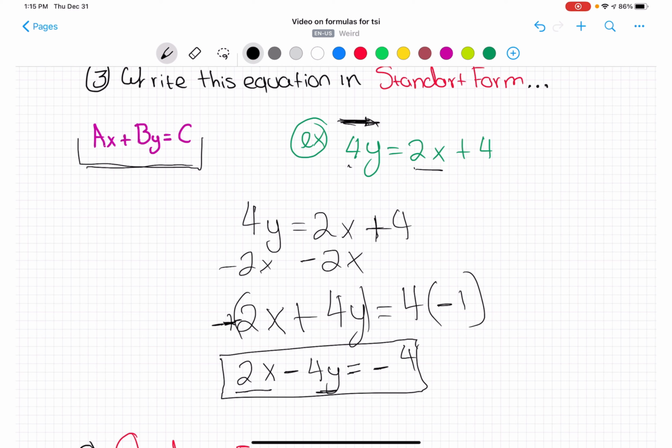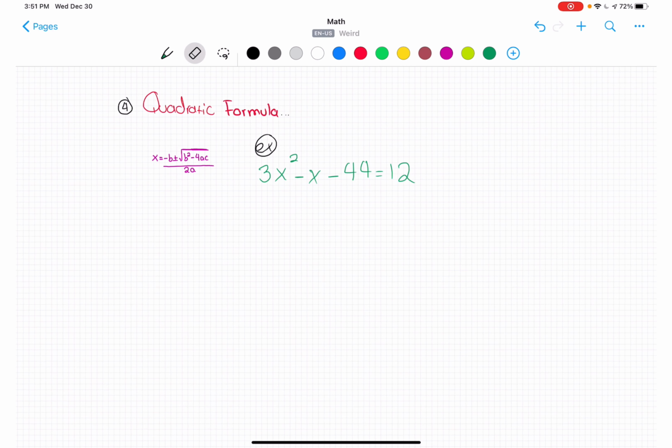So this is the fourth equation that is very important to know for basically algebra in general, and well, for this test, because you're going to need it. So this is the quadratic formula.